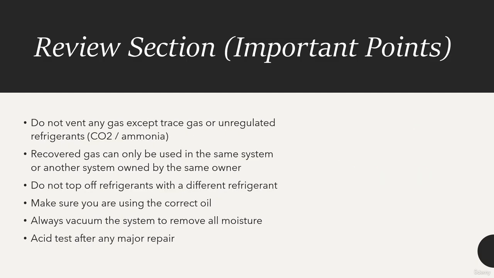Do not vent any gas to the atmosphere except trace gas or unregulated refrigerants, which are natural refrigerants such as CO2 and ammonia. Recovered gas can only be used in the same system or another system owned by the same owner. Do not top off refrigerants with a different refrigerant. Make sure you're using the correct oil. Always vacuum the system to remove all moisture. Acid test after any major repair.